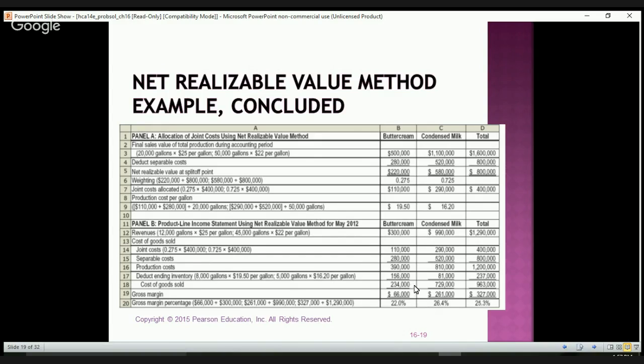So my cost of goods sold is 234 for buttercream and 729 for condensed milk, making my gross margin 66,000. Take that, divide it by the 300,000, and I get 22% gross margin. And then for condensed milk, my gross margin is 261. Take that, divide it by 990, and I get 26.4%.